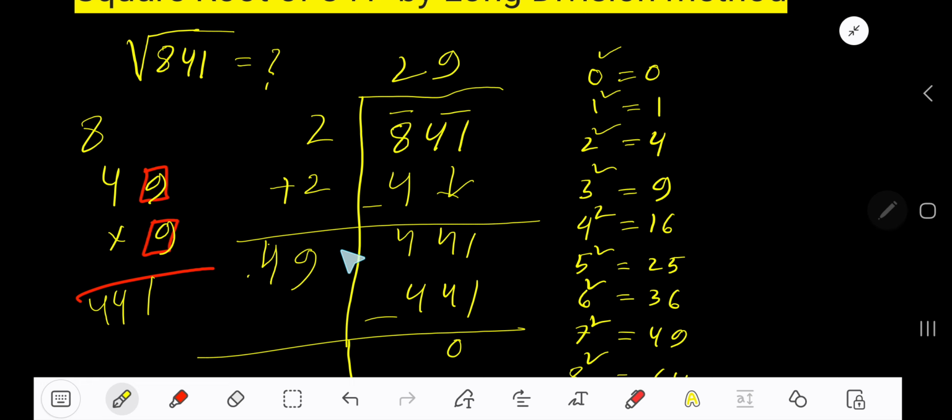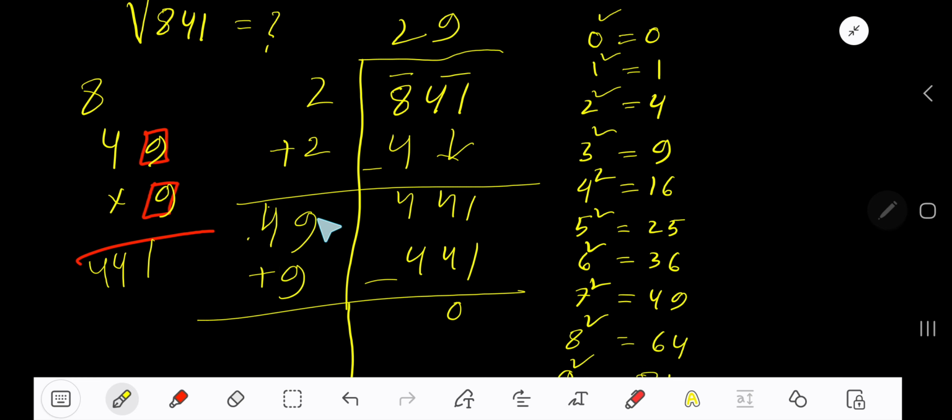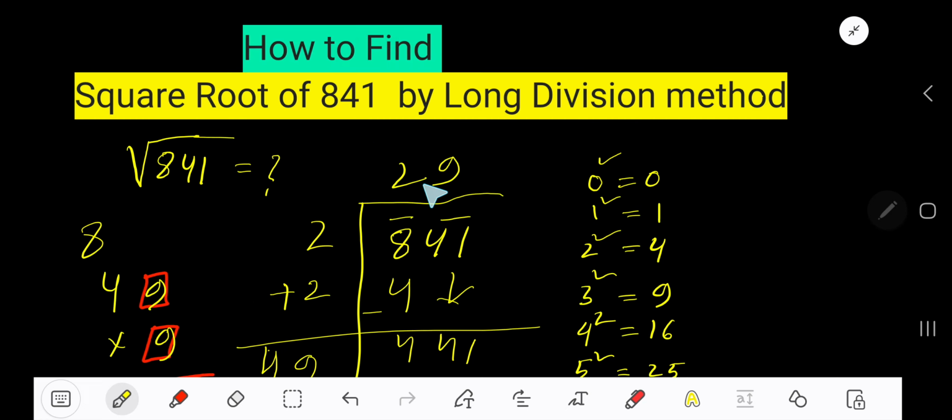To check your answer, here we have placed 9, so the same digit will come under the divisor and add. 9 plus 9, 18, right? 8, carry 1 to the next column. 4 plus 1, 5. Look, the double of 29 is 58. So our answer 29 is correct. So the square root of 841 by long division method is 29.